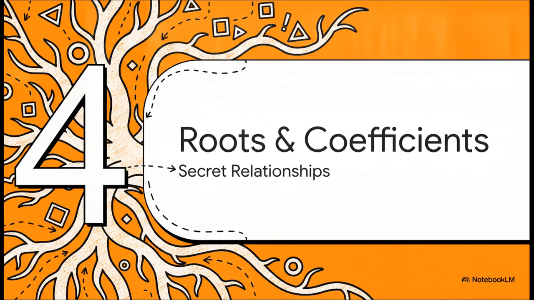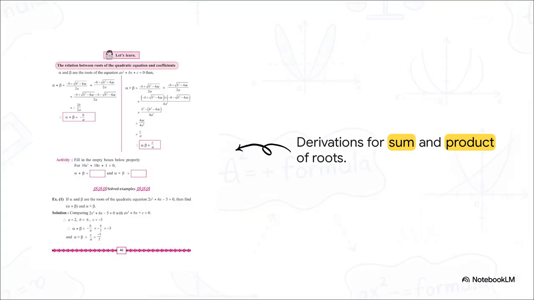Finally, Section 4, Roots and Coefficients Connected, the secret relationships. Let us explore the elegant algebraic connections between the roots themselves and the coefficients a, b, and c. Let us call our 2 distinct roots alpha and beta. Notice how beautifully adding and multiplying the 2 parts of the quadratic formula simplifies things. The complex square roots literally cancel each other out during addition, leaving us with a very neat result.